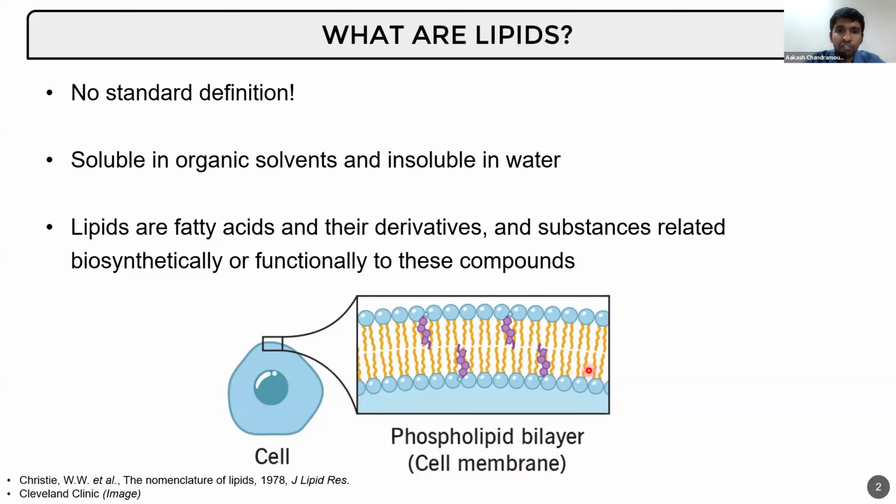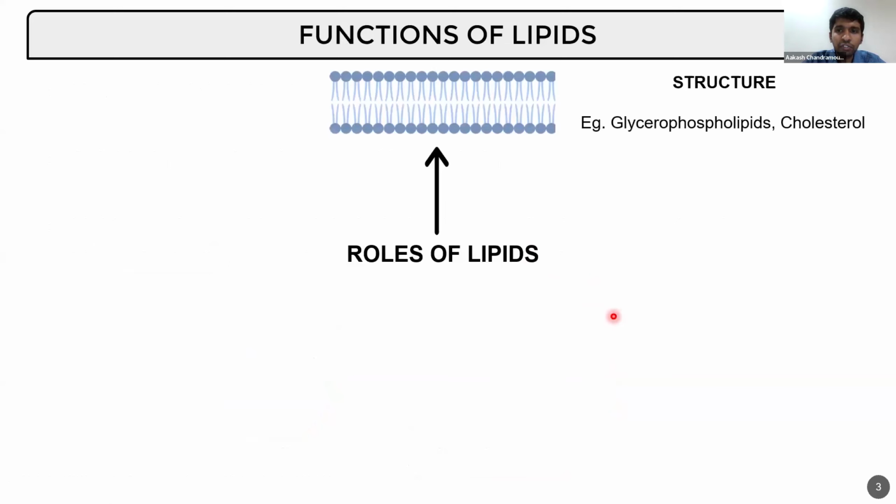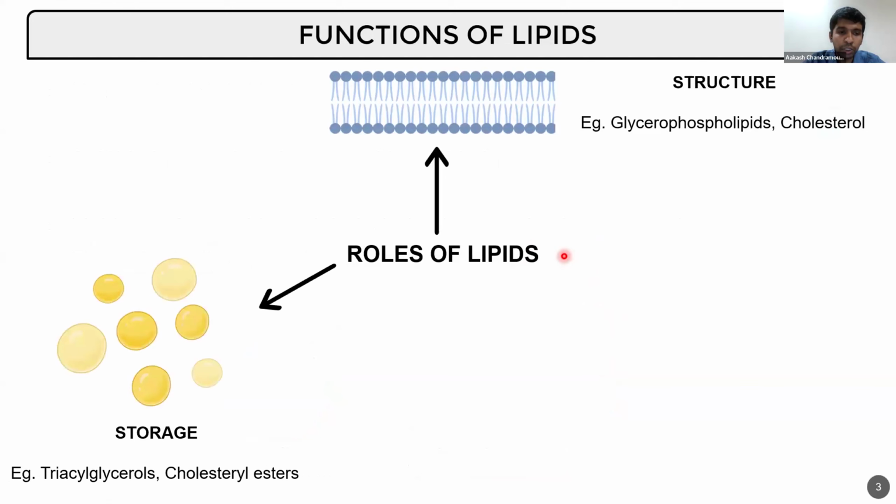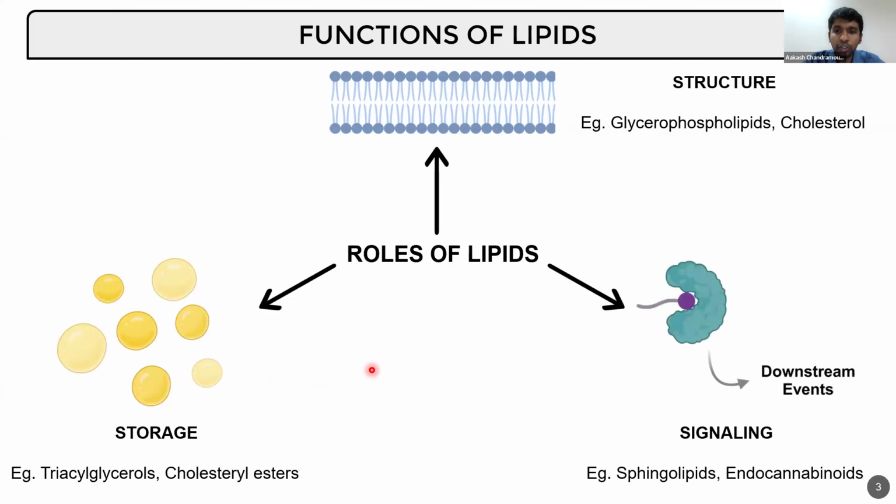However, lipids have a lot of different functions. The first function of lipids is to maintain structure, in the form of glycerophospholipids or cholesterol. Lipids are also used for storage, where they are stored in the form of fat droplets or lipid droplets inside cells, and some of the lipids involved in this process include triacylglycerols as well as cholesterol esters. The third function of lipids is signaling, where lipids bind to different protein partners and can regulate different downstream signaling events. Lipids like sphingolipids or endocannabinoids do a lot of these processes.